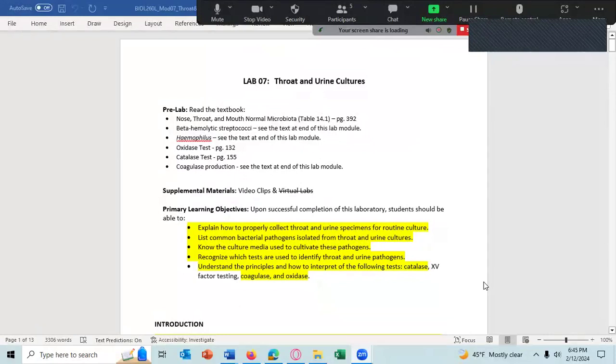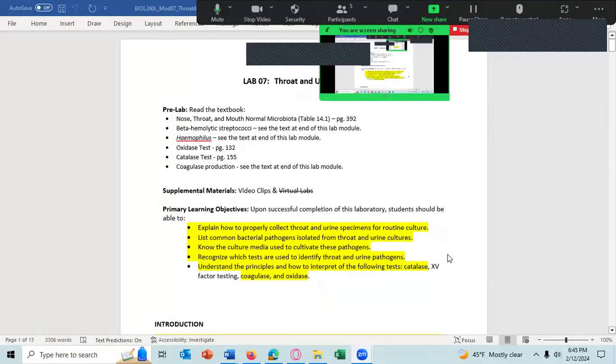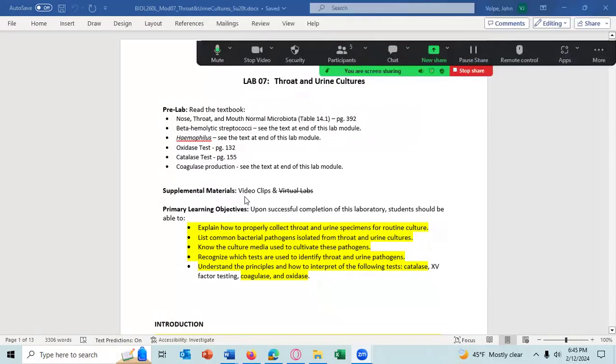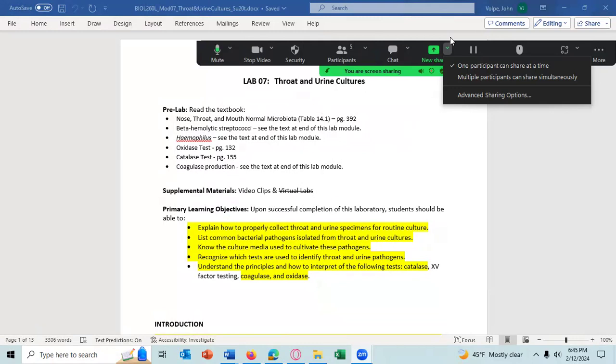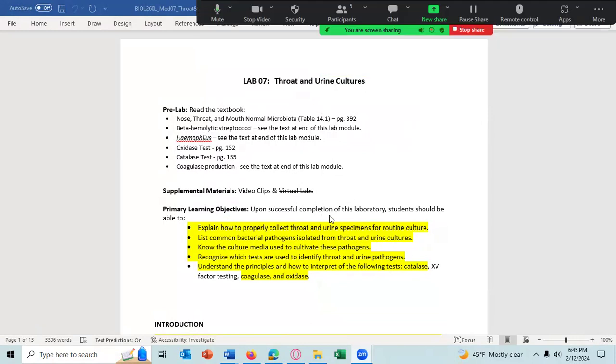All right, lab 7, throat and urine cultures. You need to do some pre-reading for this lab. There is some supplemental material, only the video clips. We pulled out the virtual lab because they're using Flash, and Flash is no longer supported and no longer runs. And so we pulled it out of the lab.